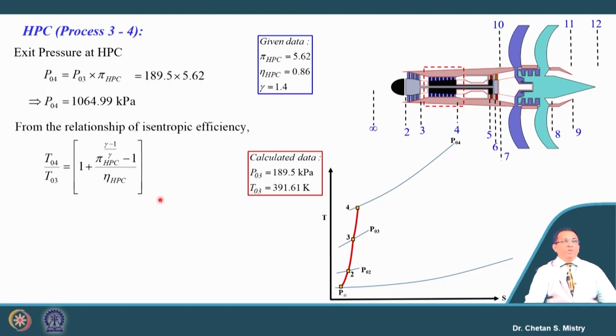And temperature, as we have discussed for the LP compressor, we can correlate with the pressure ratio as well as the isentropic efficiency. For the HP compressor, if we put in these numbers, T04, the temperature at the exit of the HP compressor, comes to be 681.95 Kelvin.